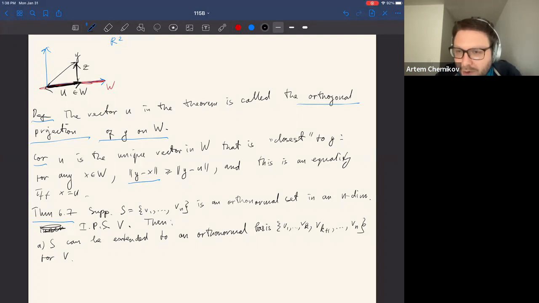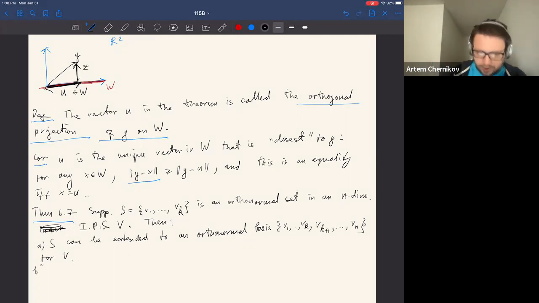Question: should S be v1 to vk? Oh, yes, thank you very much. Yes, this should be vk, right? So I'm saying I'm given some number of vectors, v1 through vk, in an inner product space of possibly larger dimension, n, let's say. Thanks, this is important. So what we are saying is that it can always be extended.